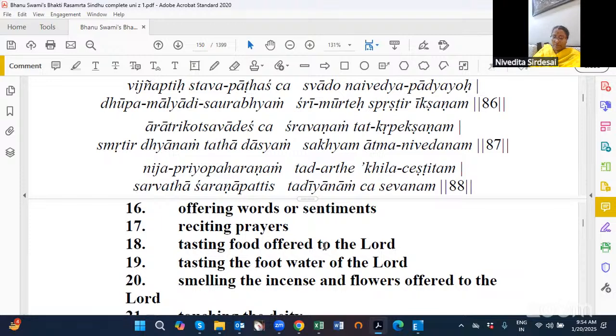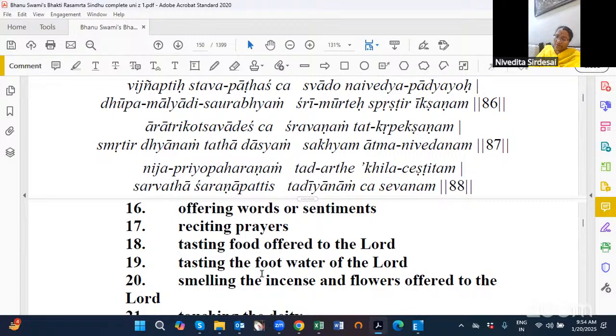Then, reciting prayers. Yes, Stavapatha should be done. Svado naivedya padyayoh. Tasting first the Svadyo Naivedya, then the Svadyo Padya. Two things: tasting the food offered to the Lord, and tasting the water of the Lord, used to give him a bath, that you keep as Charanamrit.